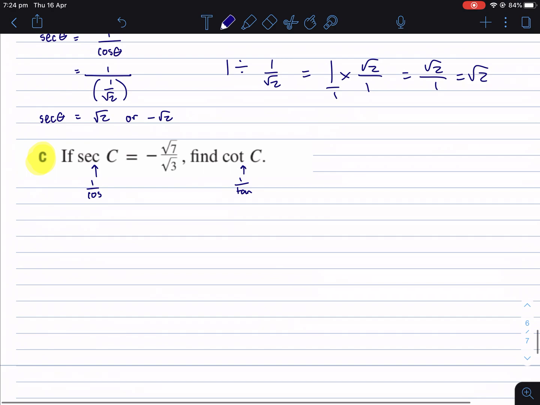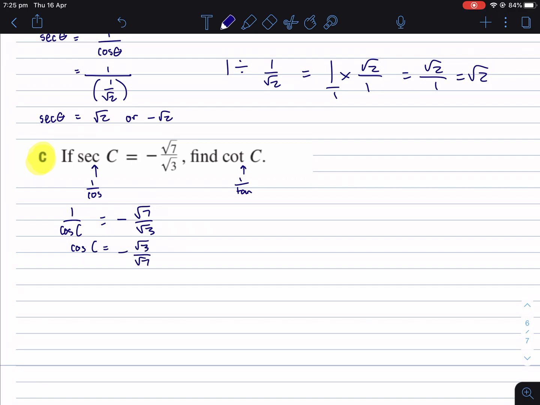They've told us 1 on cos angle big C is negative root 7 on root 3, which means cos angle big C is negative root 3 on root 7, which is x on r. So x equals negative root 3, r equals positive root 7, because the radius is always positive. So if you're ever trying to decide which one to give the negative to, it's always not the radius.